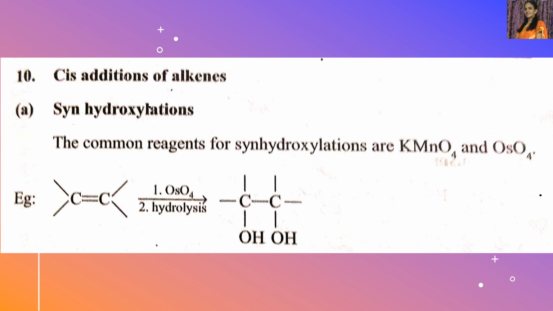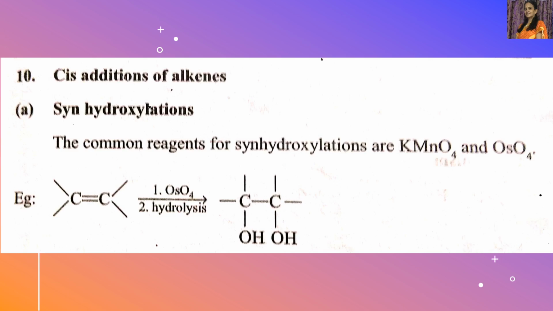The common reagents for syn hydroxylations are potassium permanganate, KMnO4, and osmium tetroxide, OsO4. Anyone can be used. Now let us see a general example. This is a general alkene we have considered. Here OsO4 is added. After the addition of OsO4, it should be hydrolyzed to get the final product, that is, the syn hydroxylation product. So two OH groups on the same side of the double bond.